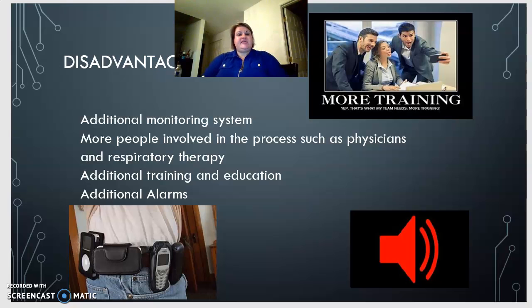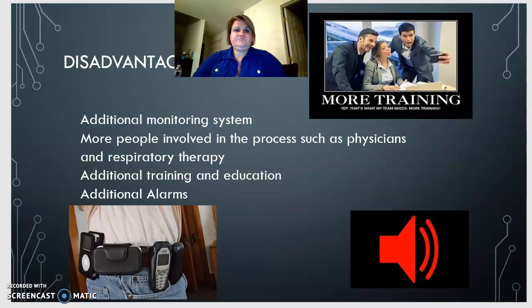Of course, additional training and education, more training. Everybody is stressed, so another additional training program may be a little bit too much right now. And of course, additional alarms: are we going to get more alarms with this system since it's independent of some of the other ones, or is it going to alarm with the other system alarms? Those are just things that have to be worked out.